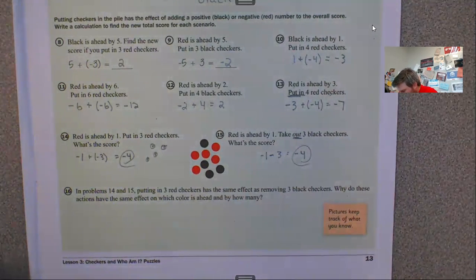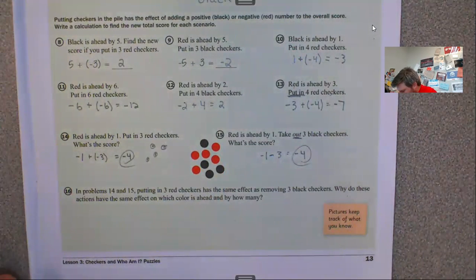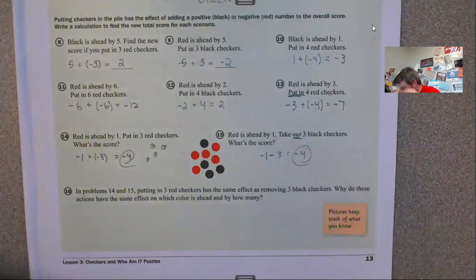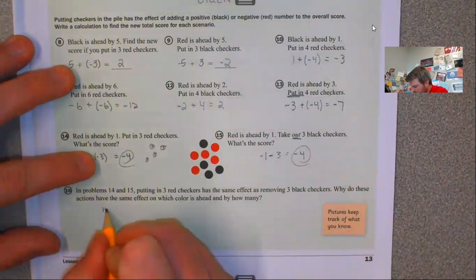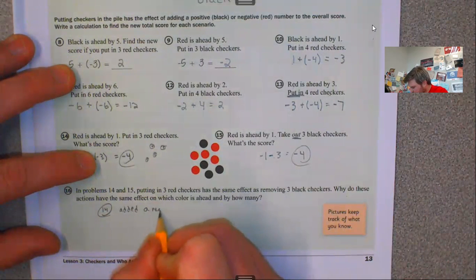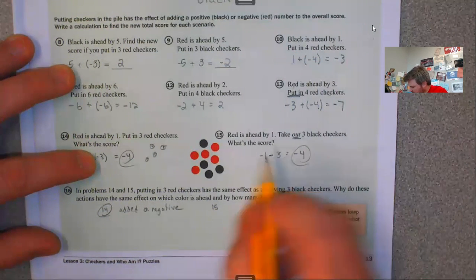In problems 14 and 15, putting in 3 red checkers has the same effect as removing 3 black. Why do these actions have the same effect? Which color is ahead and by how many? Over here we put in 3 red, so adding a negative. On 14, we added a negative. And on 15, we subtracted a positive.